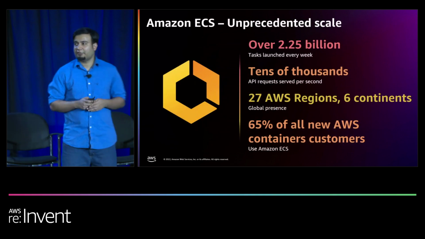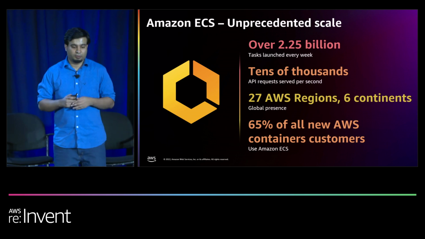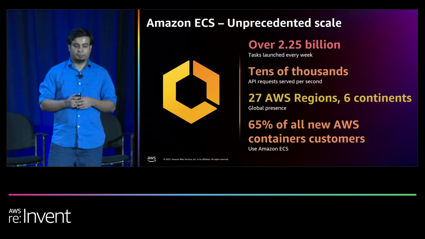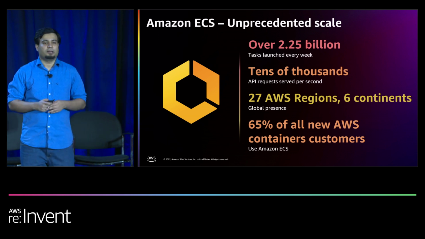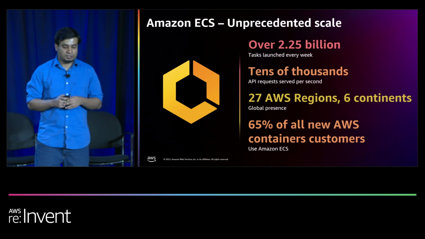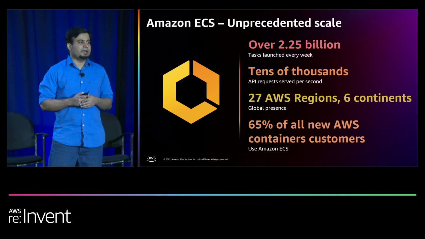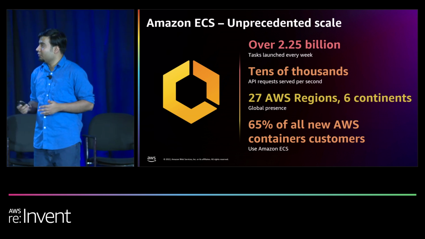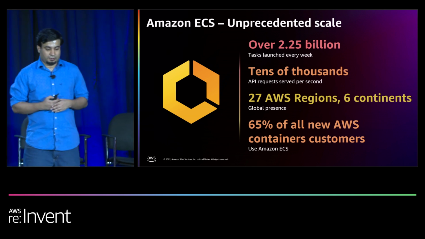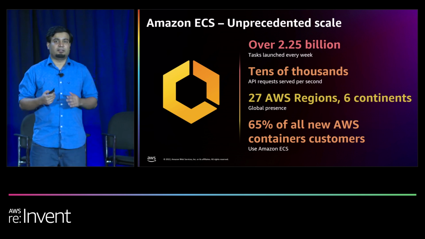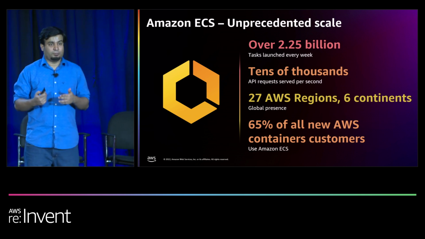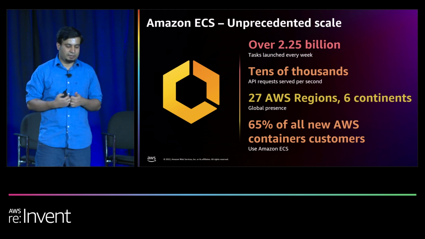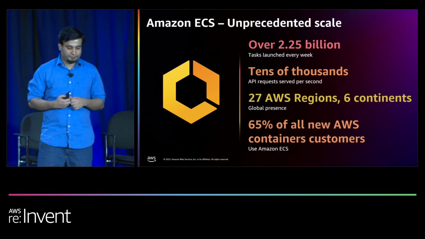So here, we have some interesting statistics on the unprecedented scale at which ECS operates. We are really proud of these numbers. On a weekly basis, ECS supports over 2 billion task launches, with tens of thousands of API requests being served every second. And ECS exists in pretty much all AWS regions that AWS is available in, and it's a launch blocking service. It's a region blocking service.